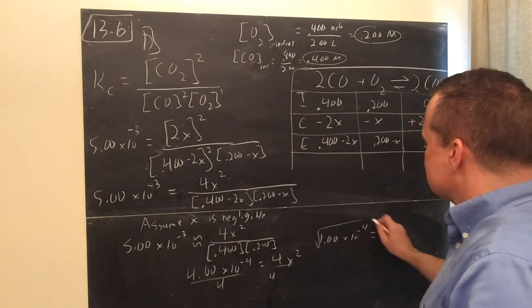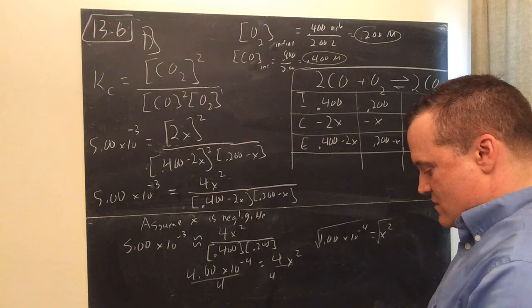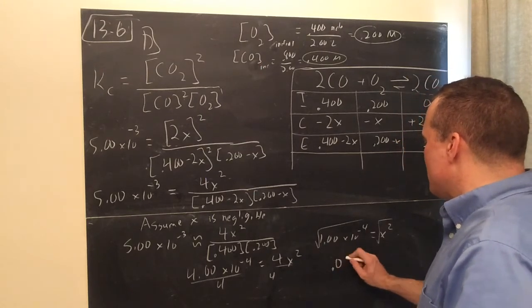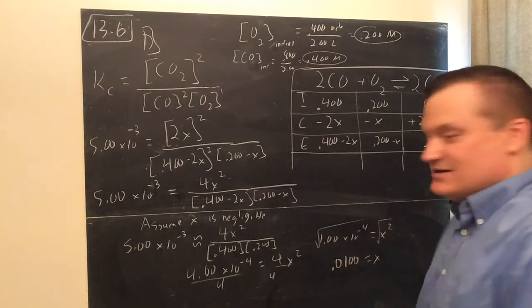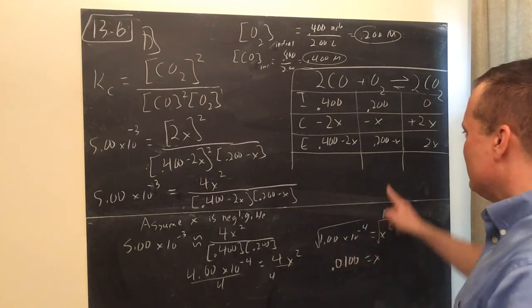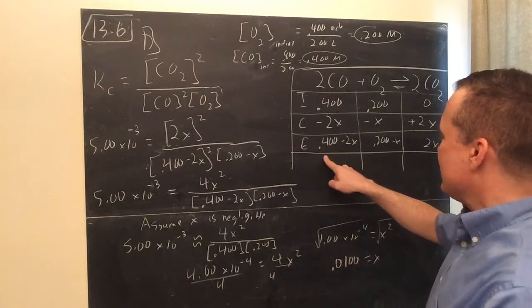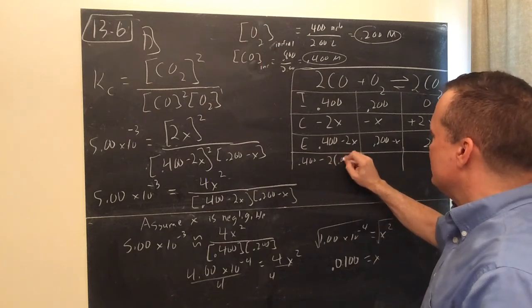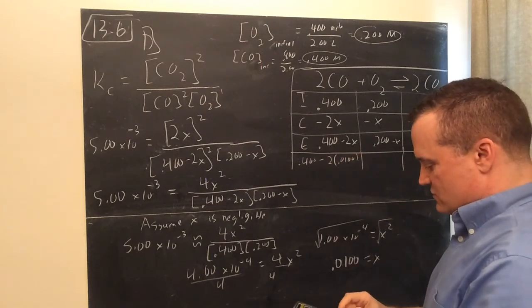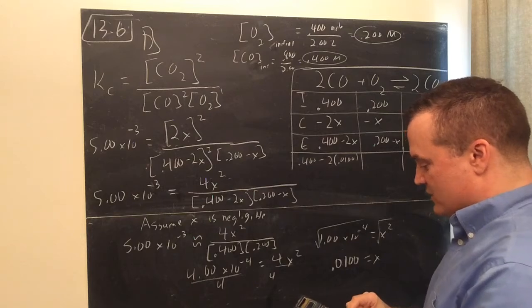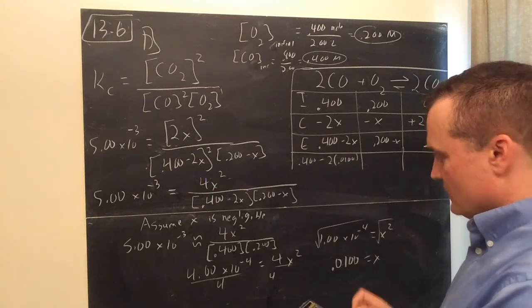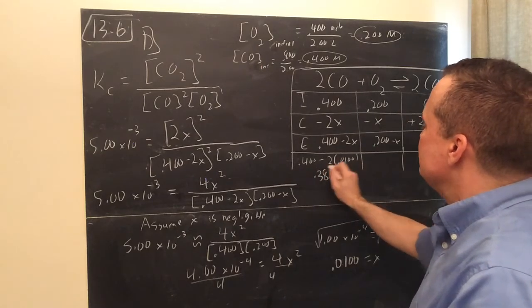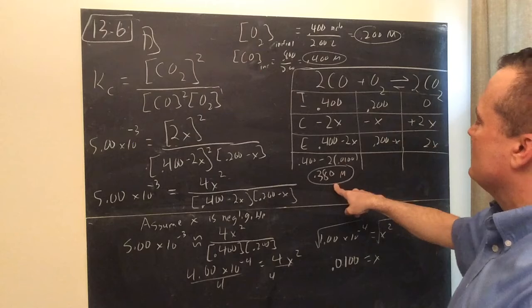And now we get the square root of both sides. So it's going to be 0.0100 equals x. That's your answer. And that sounds like a good number. So this answer will be 0.400 minus 2 times 0.0100. So 2 times 0.0100 is 0.02. So that's going to be 0.380 molar. That's going to be your molarity of CO at equilibrium.